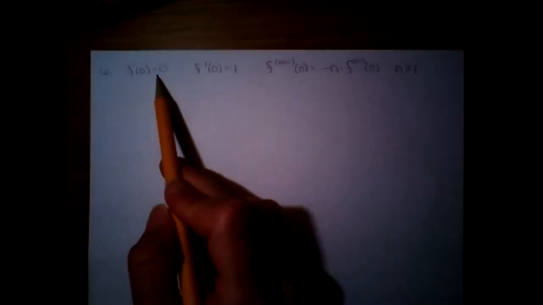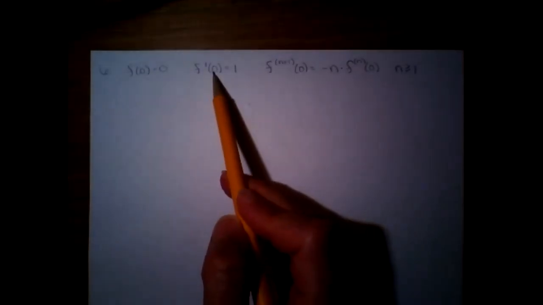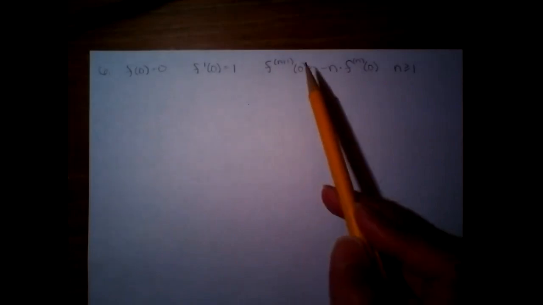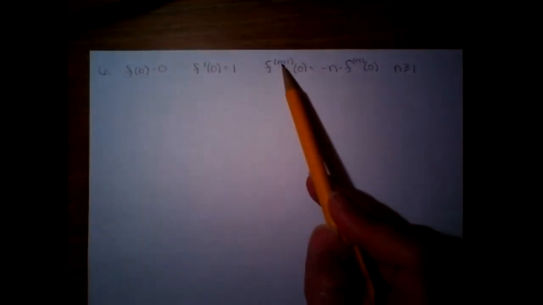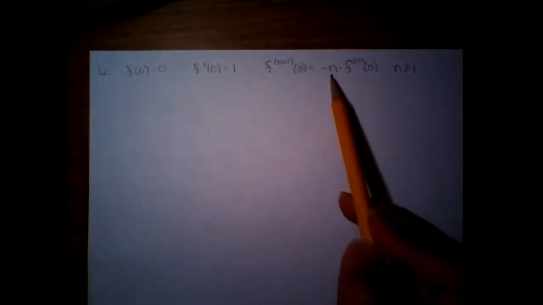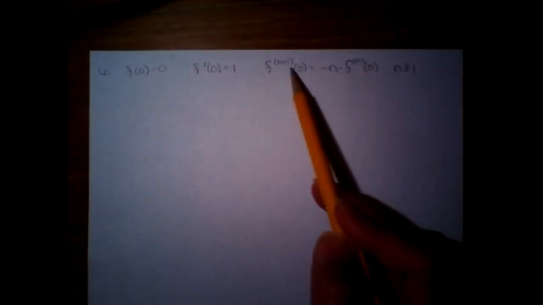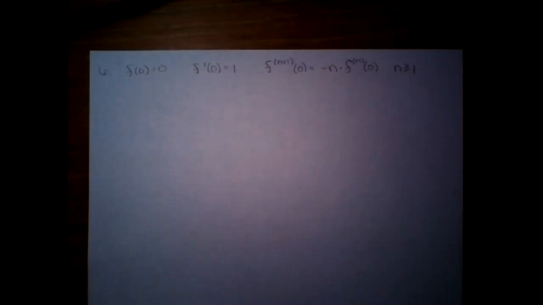All right, so this is number 6. They give us f of 0 equals 0, derivative at 0 is 1, the first derivative. And then if you want to find a different derivative at 0, you can pick a number to plug in for n and then evaluate that. So if n is bigger than or equal to 1, you can use this formula to get those derivatives.